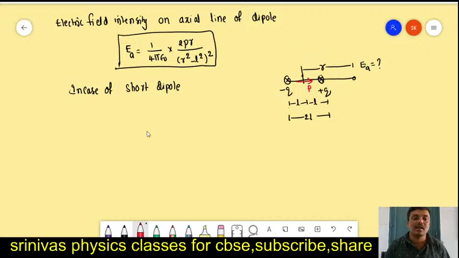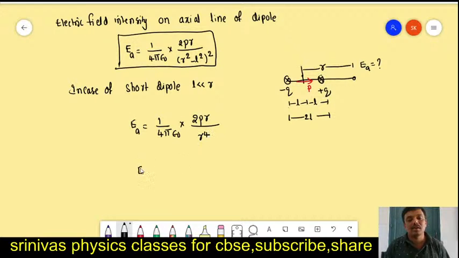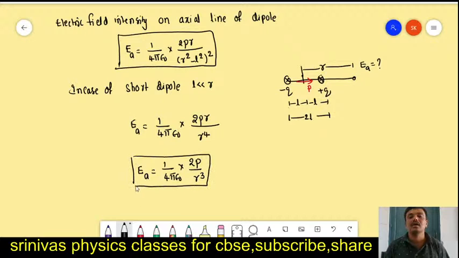Here, electric field intensity on the axial line, I want the direction. And short dipole means what? This length is very much less compared with R. L is less than R. L can be neglected in the denominator in the above formula. When you neglect the L, we will get 1 by 4 pi epsilon naught into 2pr by (r square minus L square) whole square. This L we can write 0 here. R square whole square you will get. R power 4 you will get. Finally, we will get one formula for the electric intensity. That is 1 by 4 pi epsilon naught into 2p by r cube. This is the formula for the electric intensity on the axial line of dipole.